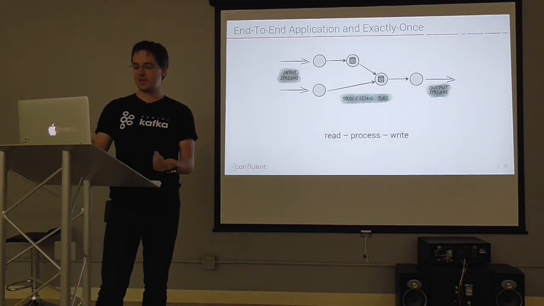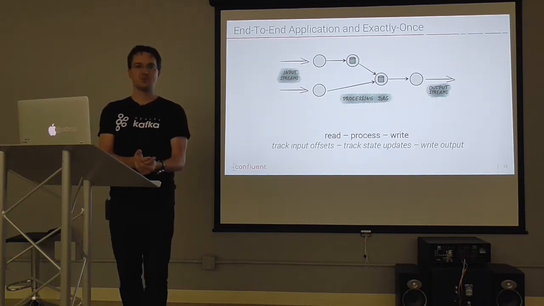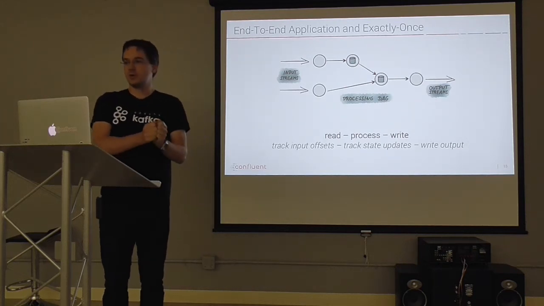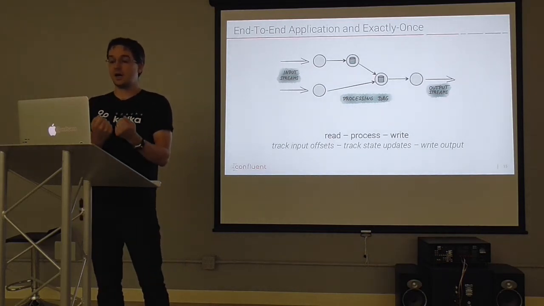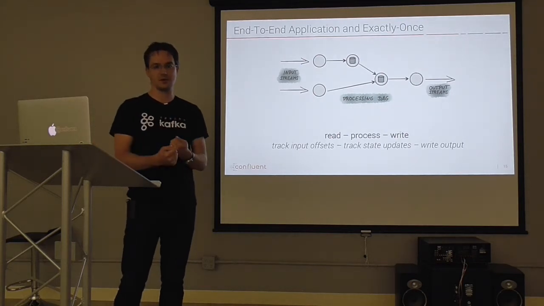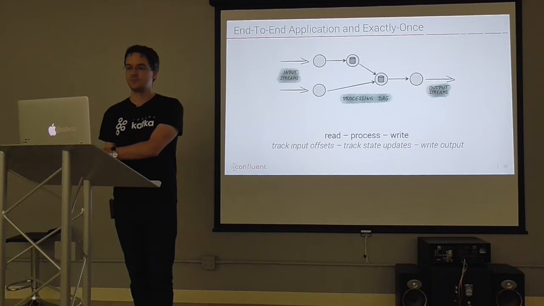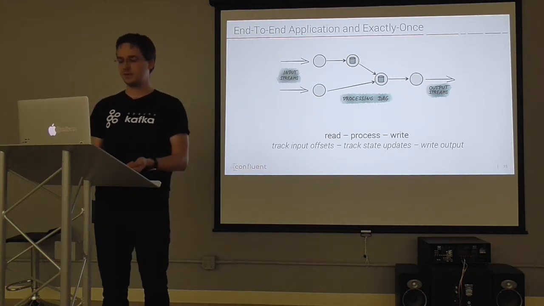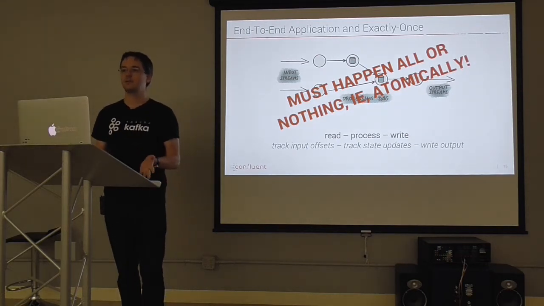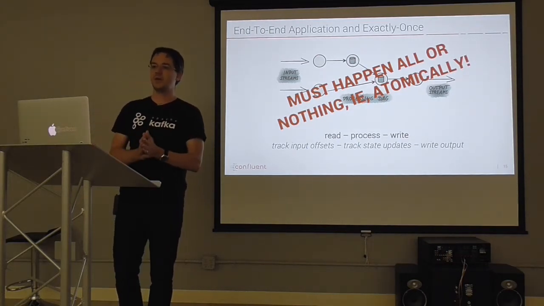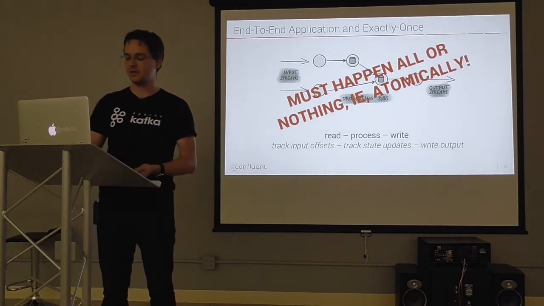And in Kafka, what does it actually mean is, well, for reading, you need to track your input offsets. You need to know how much data you have already processed and got from the Kafka cluster. Then for processing, the hardest part is the state update you need to track. And then finally, you need to also be sure you have written your results to the output topic. And in order to get exactly once, all this must happen all at once or nothing. So if you only do part of this, you have errors in your computation. And I will go through a few error scenarios in the next slides.